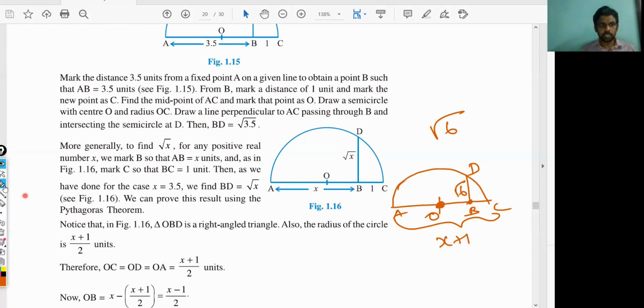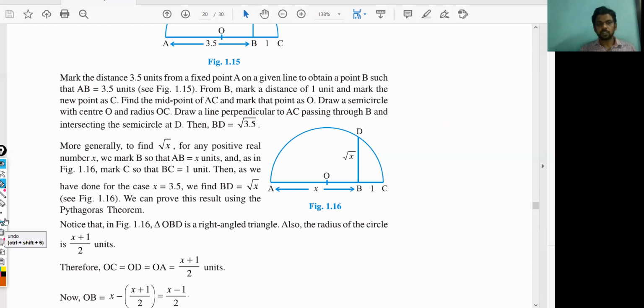They have given some theoretical explanations here, so you just go through the explanation which is given in the textbook. Again, we'll see that in detail in class.